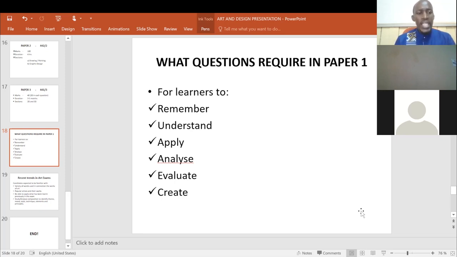Then, lastly, when handling paper one, the examiner tends to find out if the learner understands the process of assemblage, the procedures when creating an art form. And this mostly comes in section C, where we have the essay questions. The essay is normally 15 marks, and the candidate is required to be able to create a particular art form. For instance, if you're given a question, describe how you'd use the structure to make a form in paper mache.